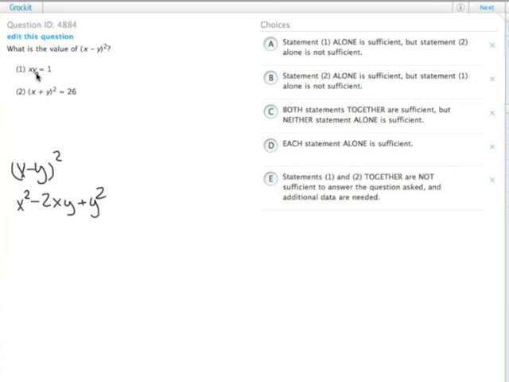Statement 1 gives us the value of xy, but it doesn't give us x squared and y squared, so that's not enough. We need more. It's not one on its own, and it's not either statement individually.